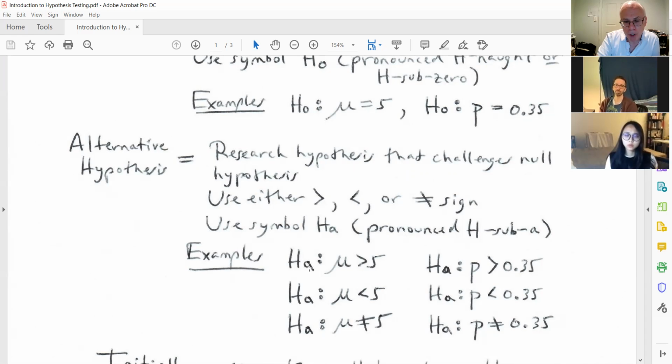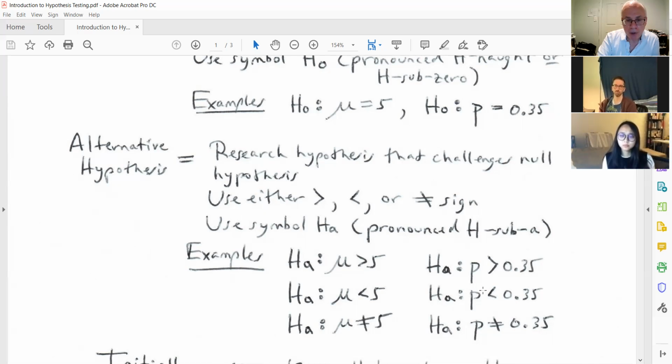Students who are just learning this, it's better to use HA because they know A means alternative. Most textbooks use A for the alternative hypothesis. It just makes sense, right? Instead of H1. But the book uses H1. Again, very few textbooks use H1. They use HA for the symbol. Again, use a colon, and then you're going to use one of these three cases. Either we're going to say greater than, less than, or not equal to, depending on the context of the problem.